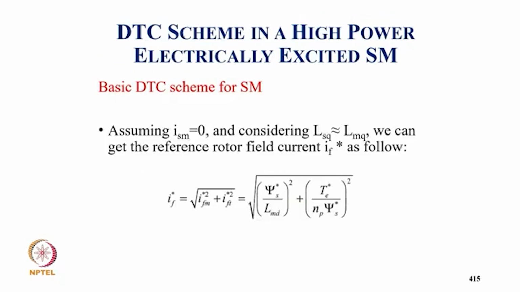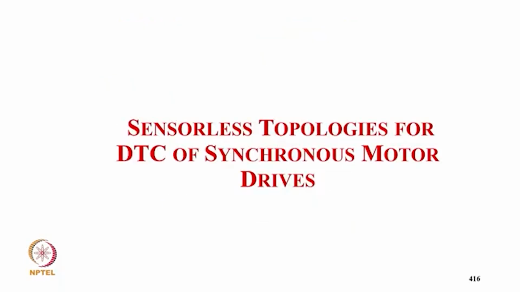And assuming ISM equal to 0 and considering LSQ equal to LMQ, you can get the reference field current IF star equal to the square root of IFM square plus IFT square, equal to the square root of (psi S upon LMD) square plus (T star upon psi S) square.